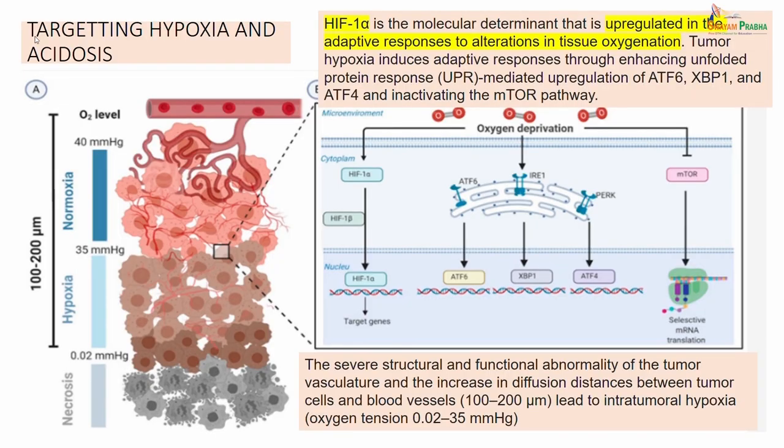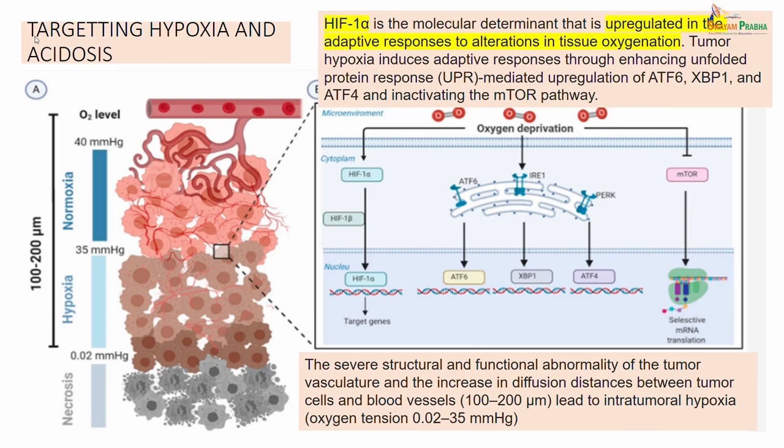Now, after targeting the ECM using the ARBs and the heparinase inhibitors, let's move to targeting the hypoxia and acidosis. The figure here shows the oxygen level. The normoxia regions are from 45 mm Hg to 35 mm Hg. The hypoxia region is from 0.02 mm Hg to 35 mm Hg in a tissue section of 100 to 200 micrometers. Below 0.02 mm Hg will be the necrotic region.